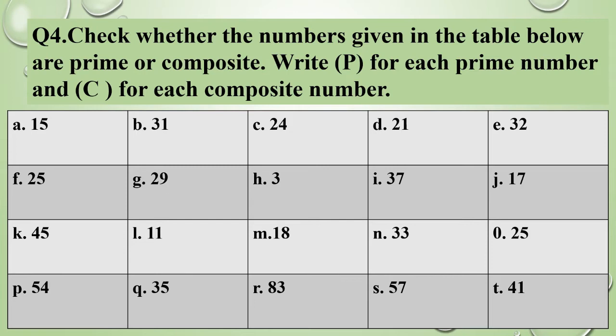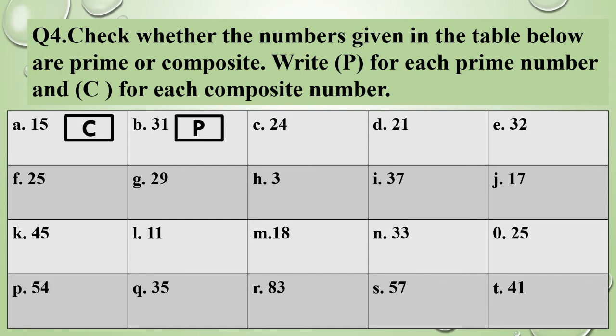First of all, we will solve its A part. A part is 15. We will see how many factors of 15 there are. Factors of 15 are 1, 3, 5 and 15. It has 4 factors. So it is a composite number. I will write C in the box. Then B part is 31. 31 has just two factors, 1 and 31. So it is a prime number. So I will write P in the box.